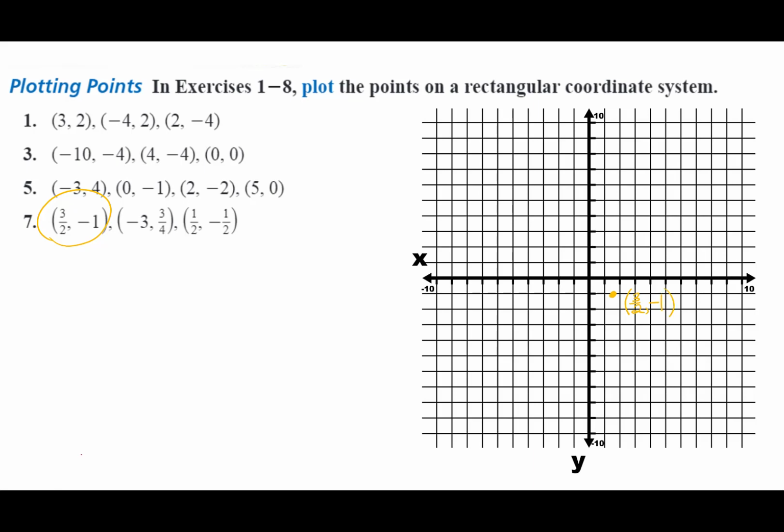And let me just graph one more. Let's take a look at the 1/2, -1/2. Decimal version would be 0.5, -0.5. And so we would go 0.5 to the right and 0.5 down. It's going to sit right in the middle of that box. And that's your ordered pair 1/2, -1/2.